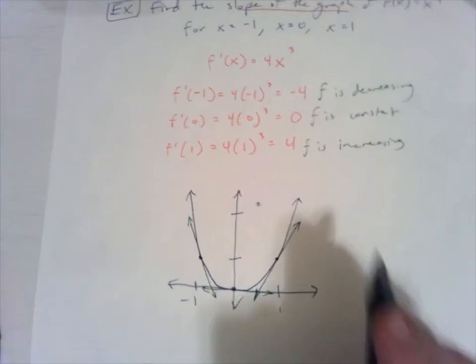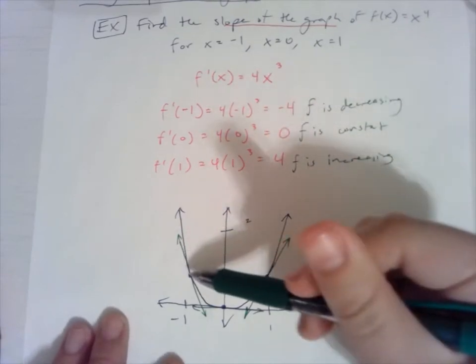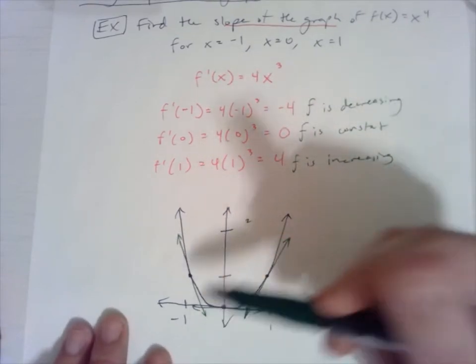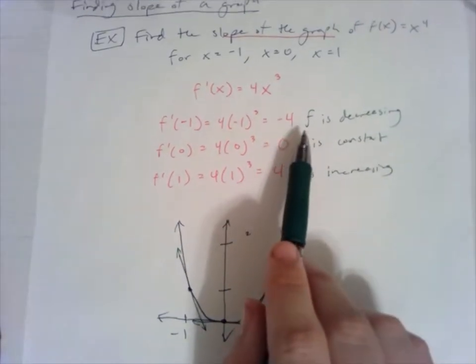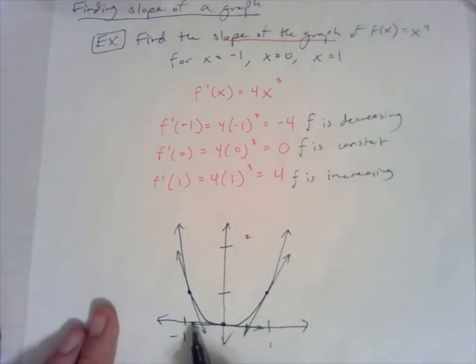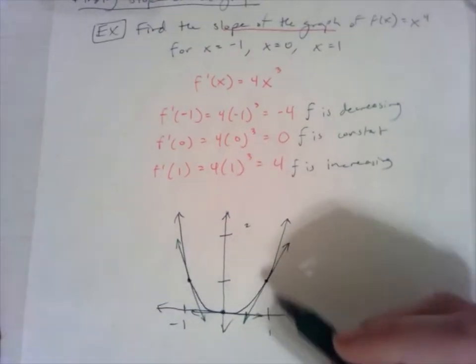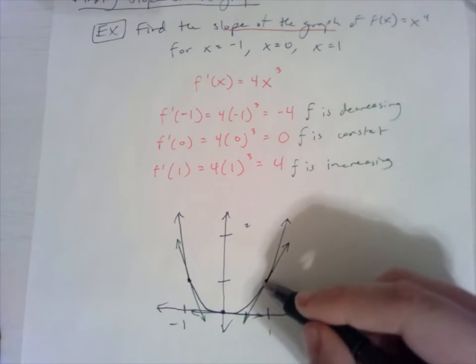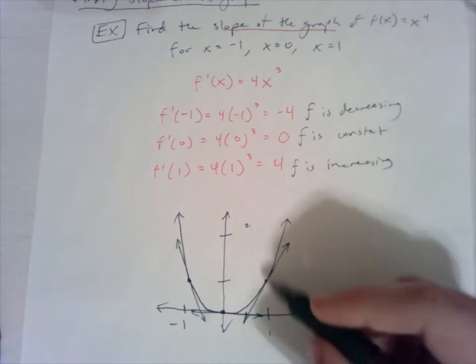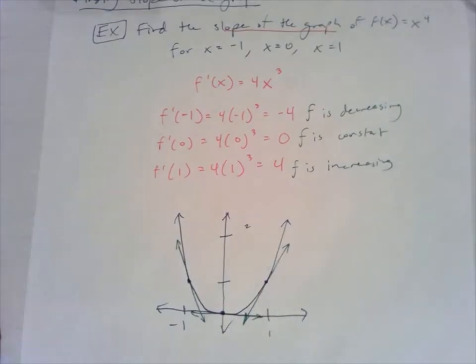And so we can see our answers made sense. It does look like this is decreasing pretty rapidly. I believe that the slope is a negative 4 over 1. And at 0, it is a perfectly horizontal line, which does represent a slope of 0. And then here at positive 1, again, we're increasing pretty sharply here. So it does make sense that this would be an increase of 4 over 1.